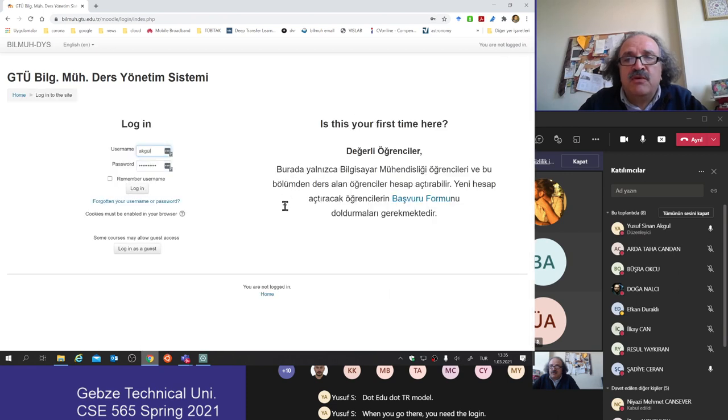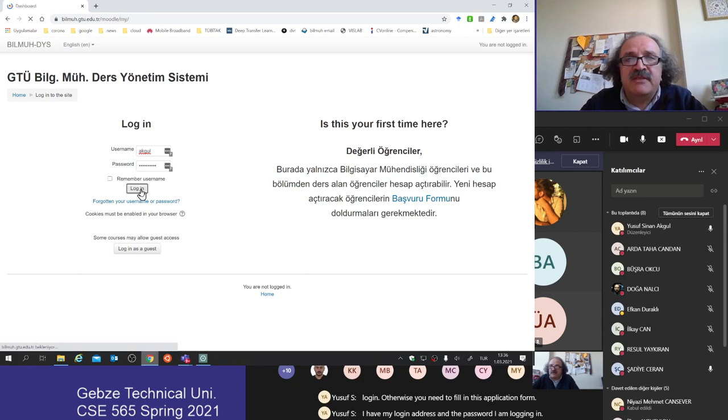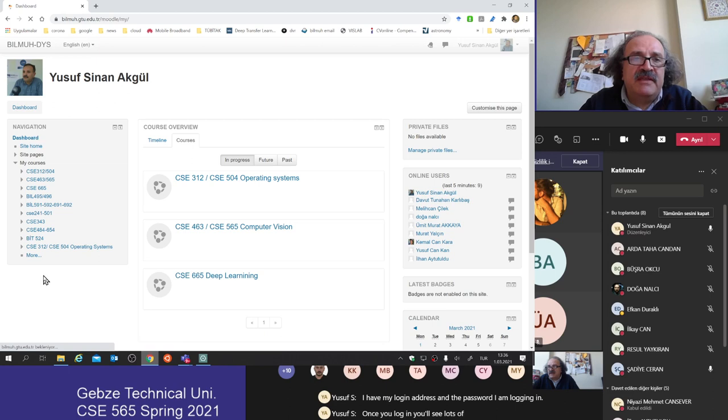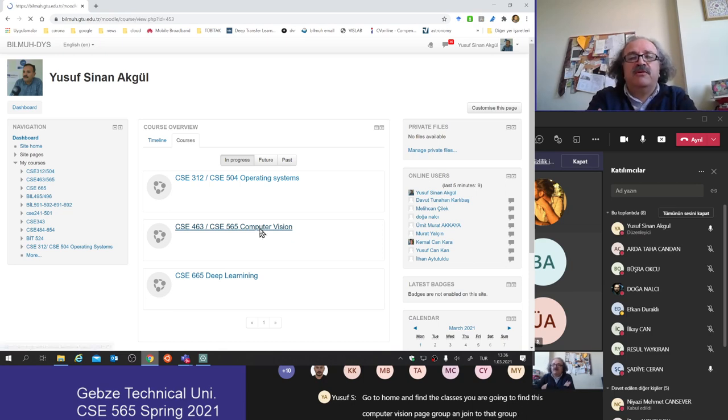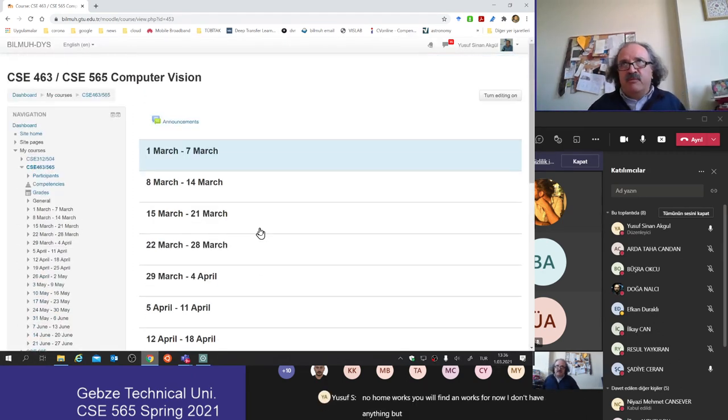When you go there, you need to log in. To be able to log in, you need an account at the Moodle page. If you have an account, just log in. Otherwise, you need to fill in this application form. I have my login address and the password. I am logging in. Once you log in, you will see lots of classes on the left side. Go to home and find the classes. You are going to find this computer vision page group and join that group. When you go there, you will have information there. If there are any homeworks, you will find the homeworks. For now, I don't have anything, but I may assign some of the homeworks from the Moodle page. We did not make that decision yet.